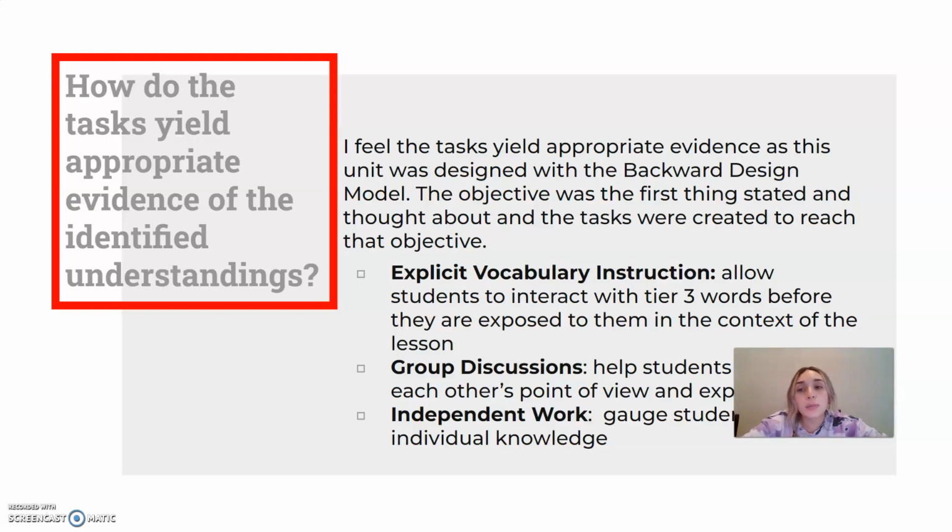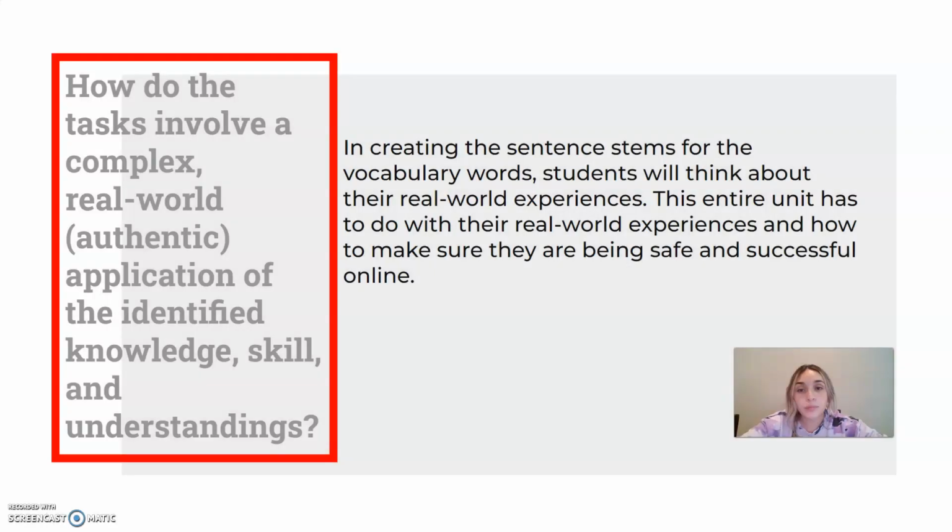So how do the tasks yield appropriate evidence of the identified understanding? I used the backwards design model. So I was thinking about the objective at first, and all the tasks that I created were centered around that objective. So using the explicit vocabulary instruction, because they're getting to work with those tier 3 words before they're exposed to them. Group discussions, they help understand each other's point of view and experiences. And then independent work, it gauges the students' individual knowledge, which is what I want to know. I want to know what they know.